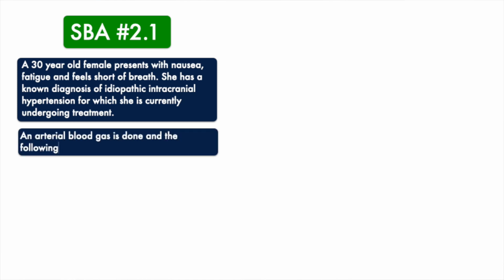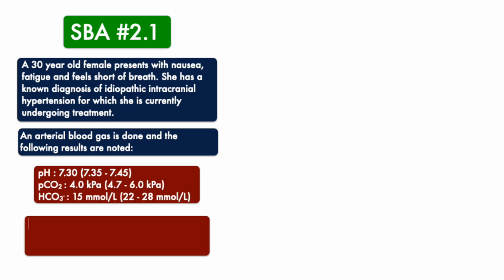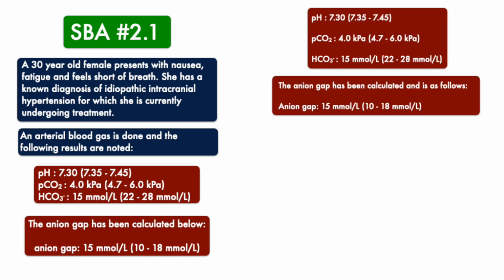A 30-year-old female presents with nausea, fatigue and feeling short of breath. She has a known diagnosis of idiopathic intracranial hypertension for which she is currently undergoing treatment. An ABG is done and the following results are noted. Her pH is 7.3, her PCO2 is 4.0 and her bicarbonate is 15. The anion gap has been calculated and is also 15.